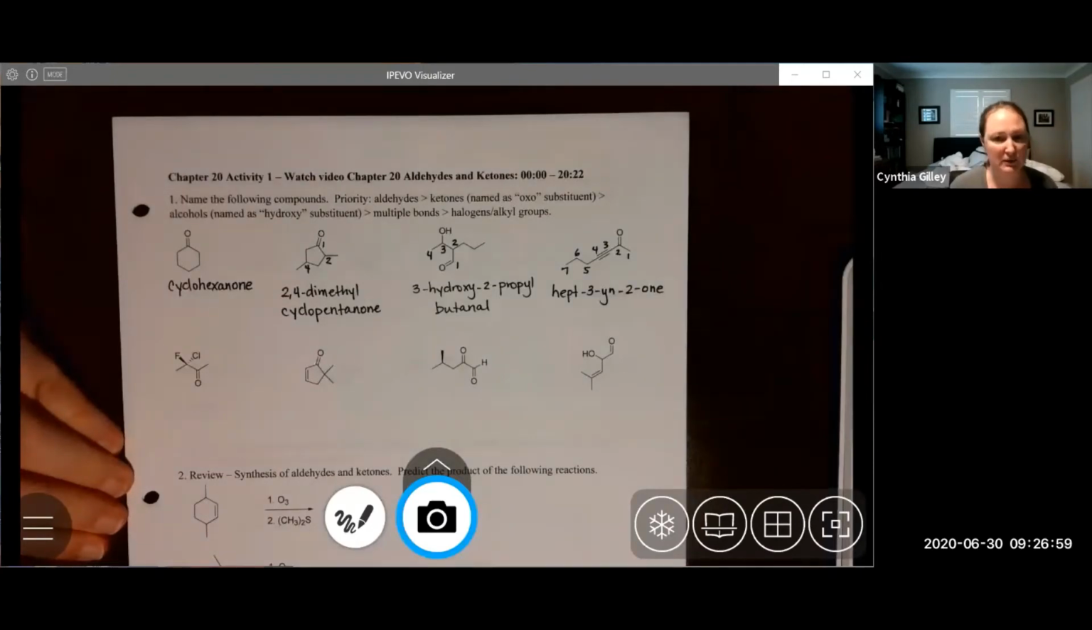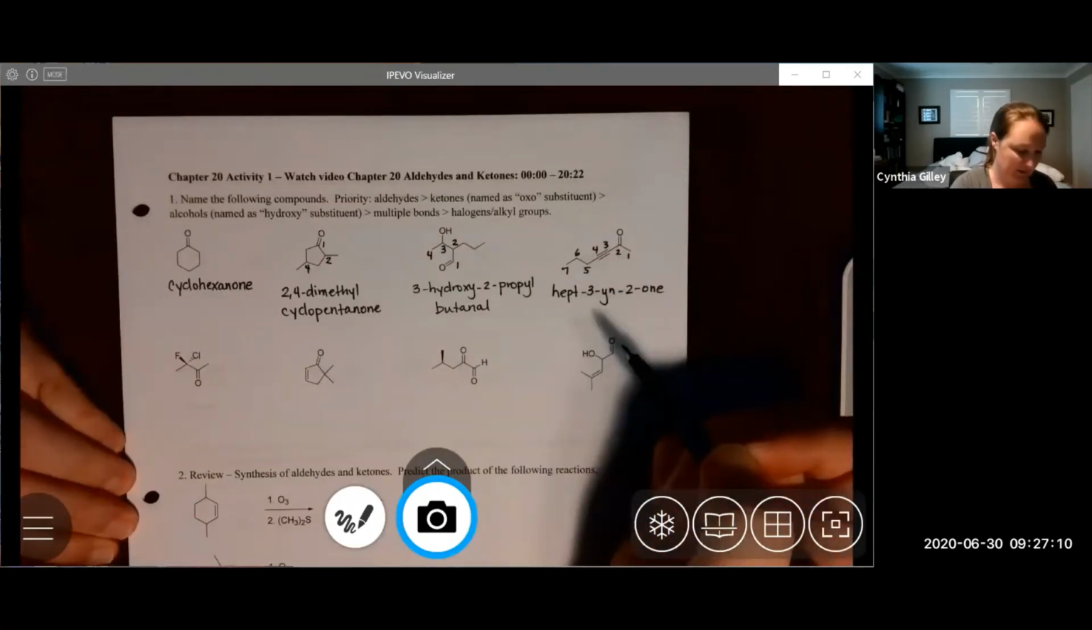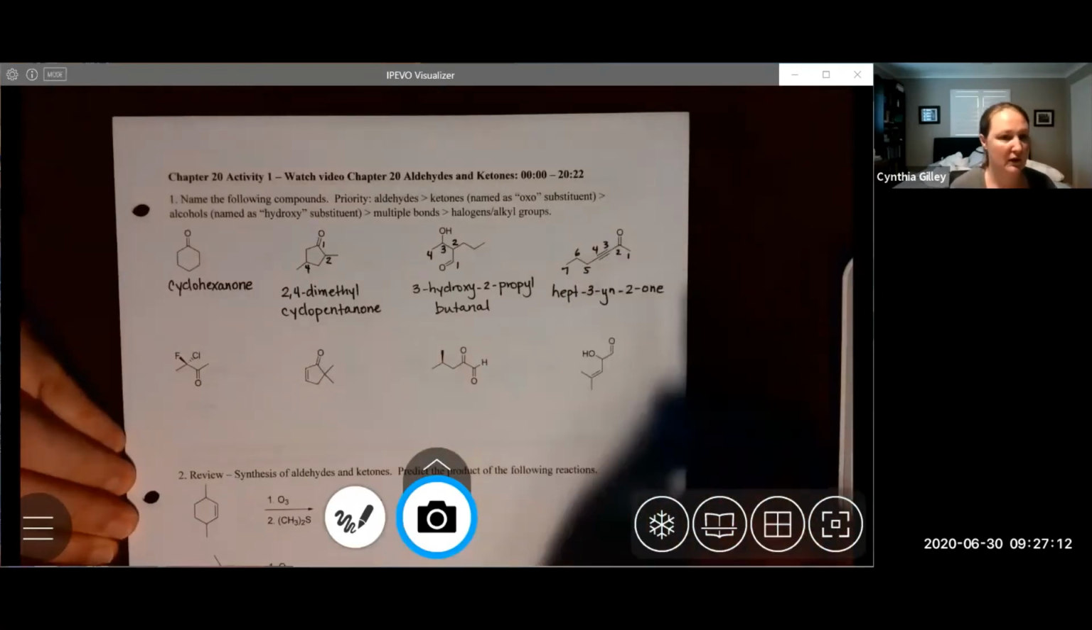You just want to make sure to include the locants for the alkyne and the carbonyl. So with the ketone, the carbonyl doesn't have to be at carbon number 1. In fact, it can't be at carbon number 1. We always include the number for the ketone, unless it's cyclic.